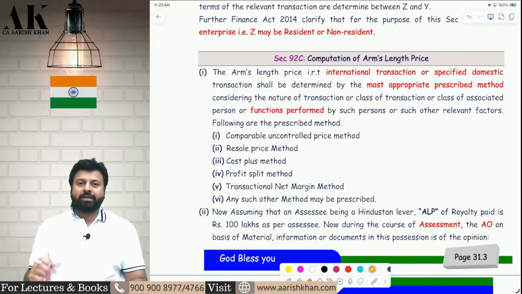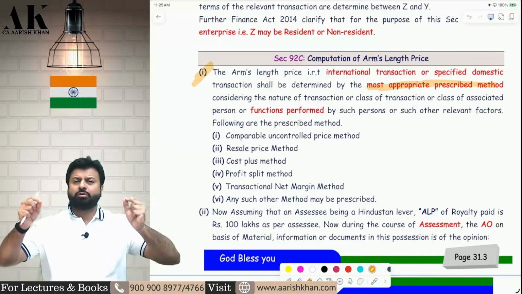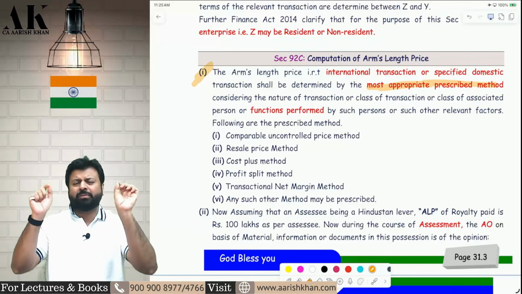So you have to understand 92C and its rules now. Now in 92C there are 4 subsections. The very first subsection says that the arm's length price of the international transaction or the domestic transaction has to be computed by the assessee himself having regard to the most appropriate method. The law has given 6 methods. You have to select the best method out of them which is the most appropriate for you.